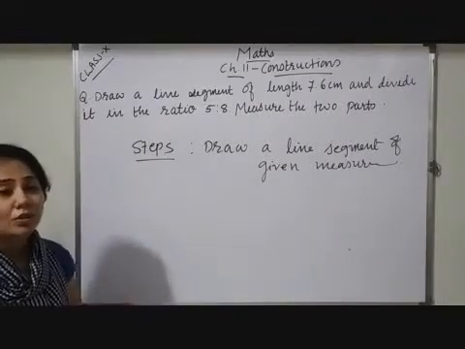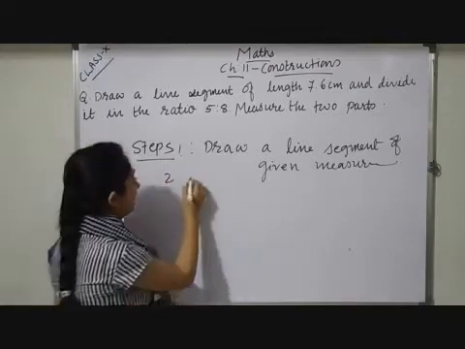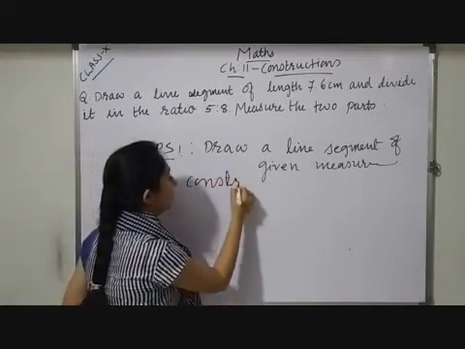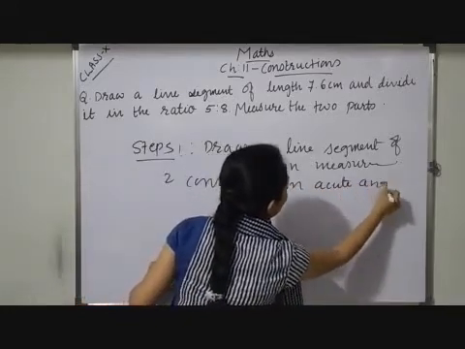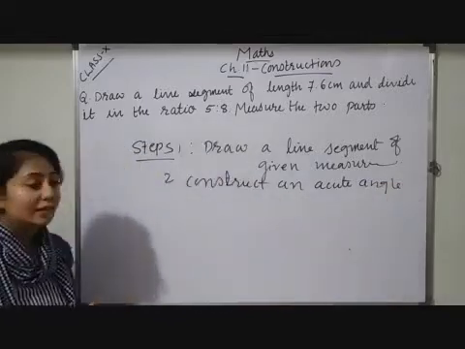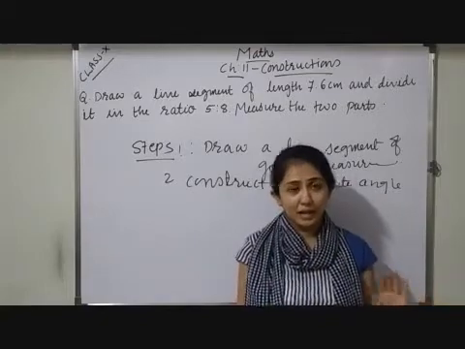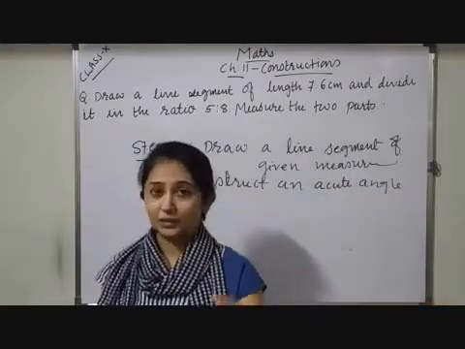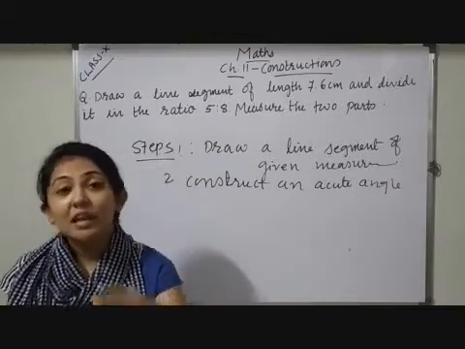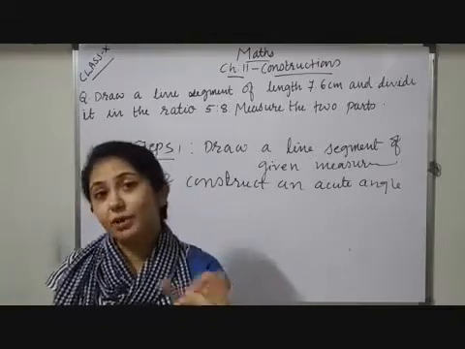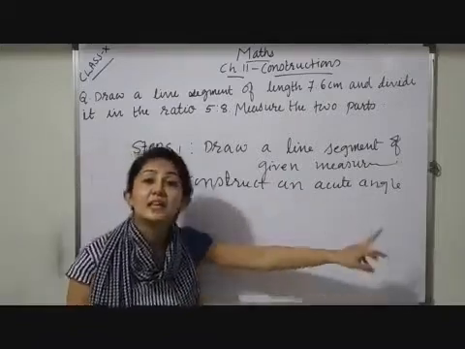After that, second step, you have to construct an acute angle. This is your second step. Acute angle means any convenient angle, any acute angle. That acute angle can be of 30 degree, it can be of 60, 75, 65, or 37. That is up to you. You have to construct any acute angle.